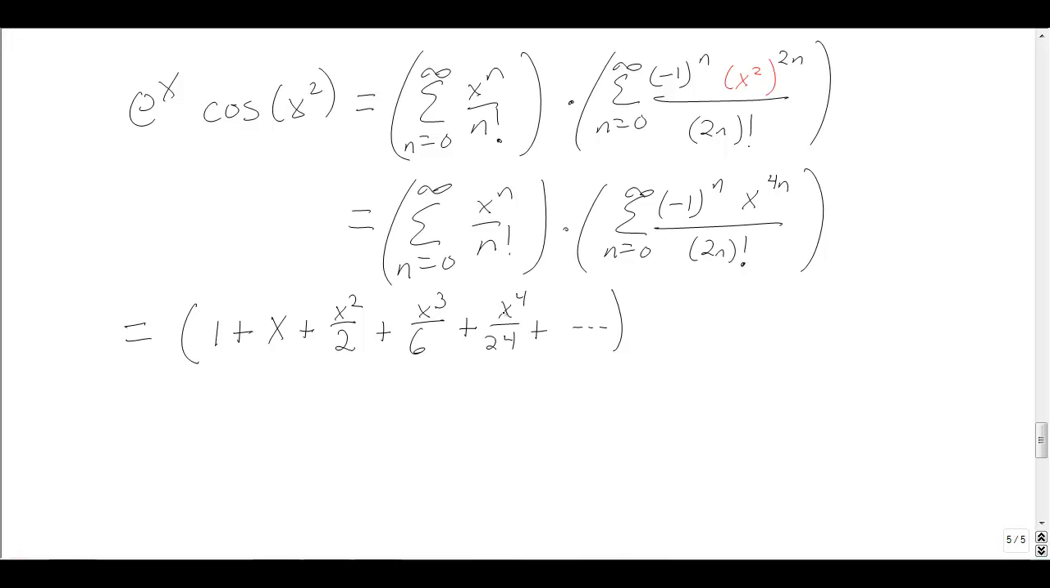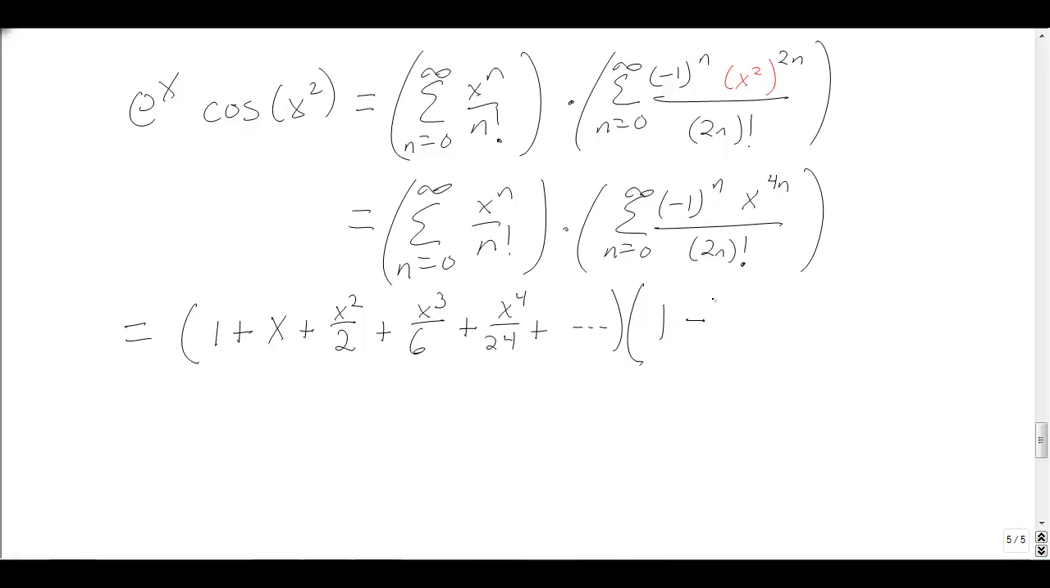So I'm just going to do a little bit extra here. It won't hurt anything, really. Now, with the cosine part, I'm going to do n equals 0. It's going to give me a 1. -1 to the 0 is 1. 2 times 0 is 0. 0 factorial is 1. X to the 0 is 1.